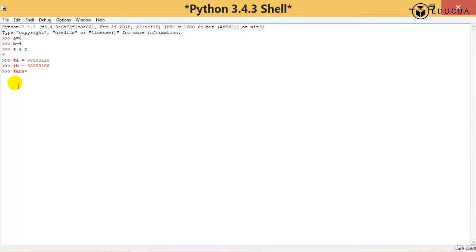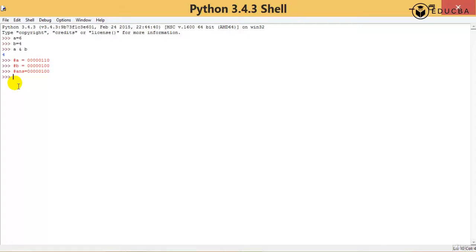If I actually AND each of them, the first 0 and 0 is a 0. The second 0 and 0 is 0, and so on. And 1 and 1 is 1. 1 and 0 is 0. 0 and 0 is 0. So the answer is 4. Hope you understand how you do an AND.